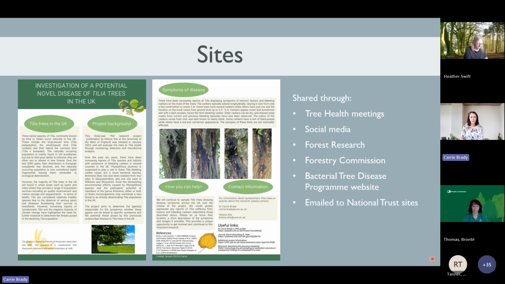And we were absolutely overwhelmed by the response that we've had. We've had local tree wardens, park rangers, arborists, citizen scientists, members of the public emailing us, reporting trees, even offering to send swabs, which has been absolutely fantastic.